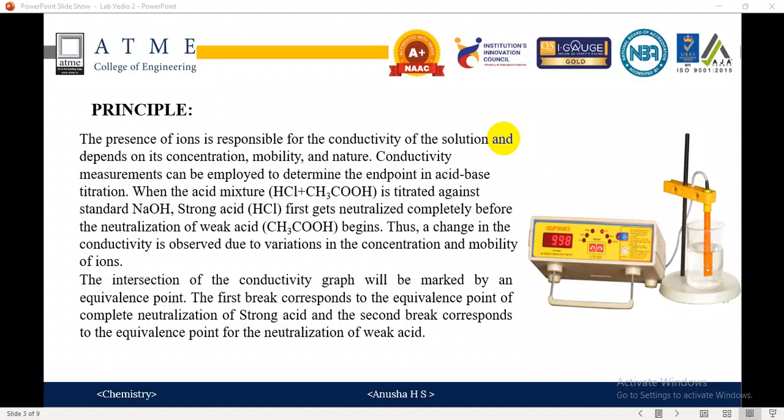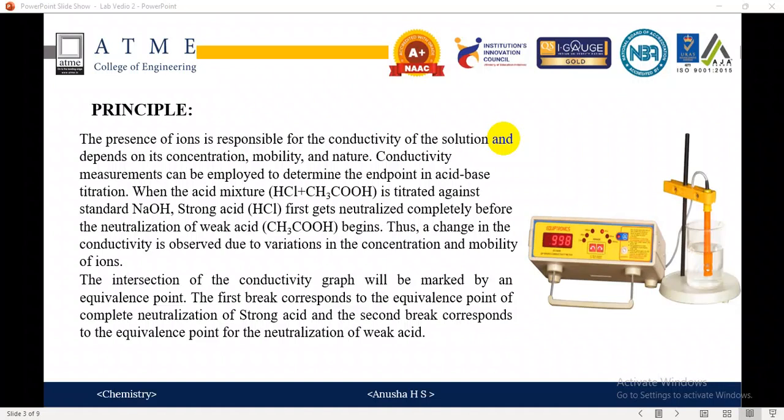The acid mixture is nothing but a mixture of HCl and acetic acid. One is a strong acid and the other is a weak acid, and the mixture is titrated against standard NaOH solution. NaOH is a strong base. The strong acid gets neutralized completely before the neutralization of the weak acid. First the HCl undergoes neutralization, and after that the acetic acid undergoes neutralization.